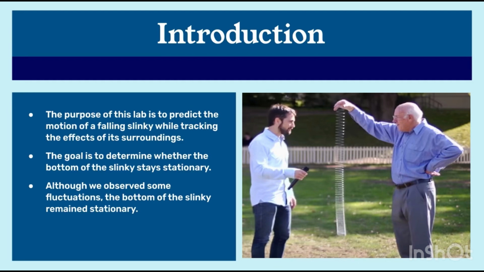The purpose of this lab was to predict the motion of a falling slinky while tracking the effects of its surroundings. In the video, the guy on the right dropped the slinky from that height, and we had to determine whether the bottom of the slinky would stay stationary. Although we did observe some fluctuations in our data, the bottom of the slinky did remain stationary.